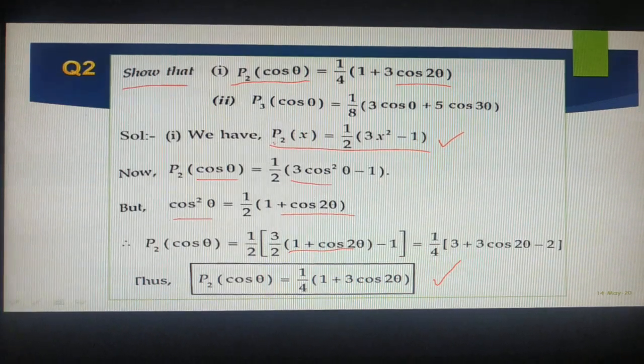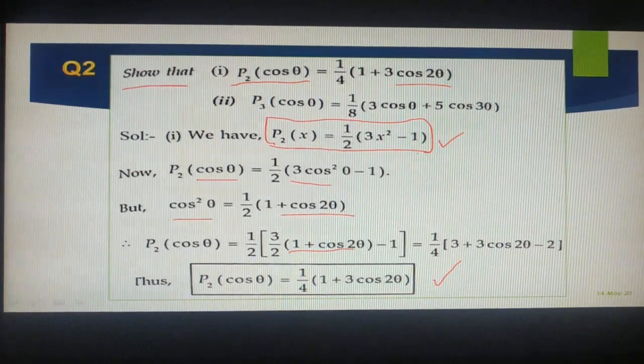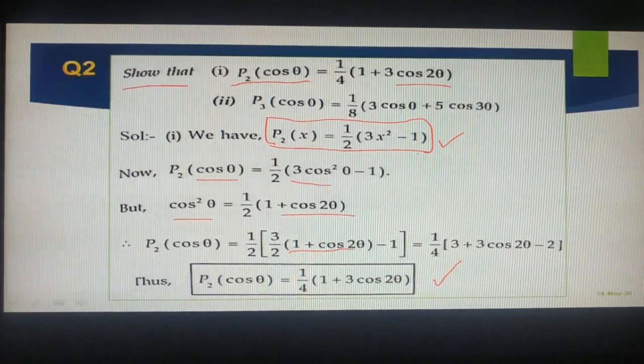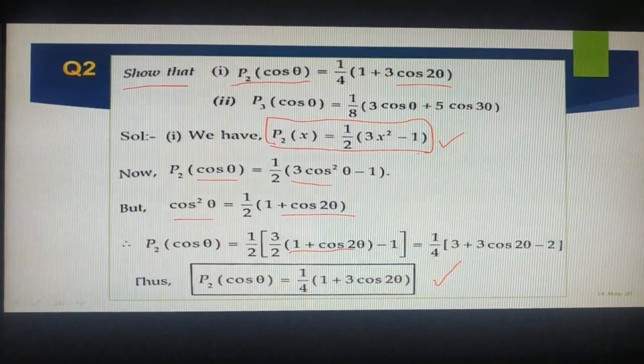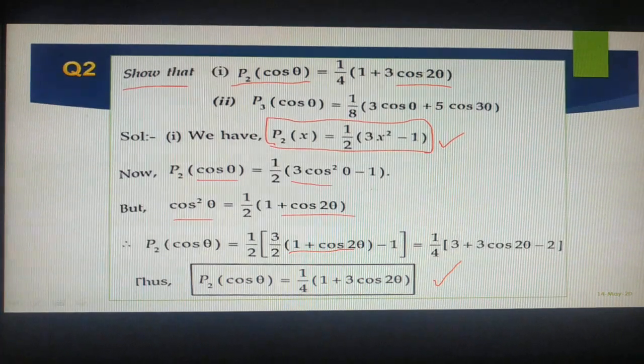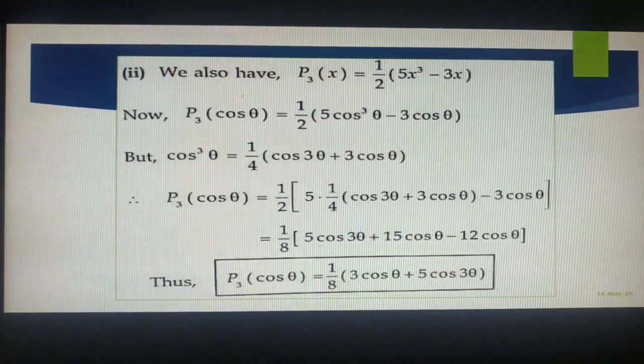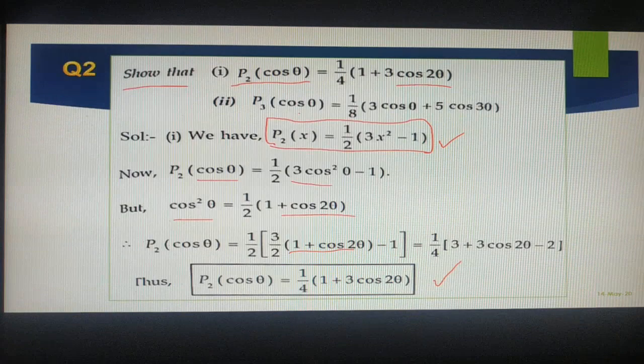Only here the key point is, if you do not remember this result, we can't do this problem. So that is the reason I ask you to please memorize these Legendre's polynomials up to third order. Next we have to show that P3 of cos theta.